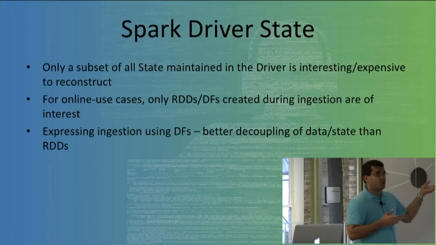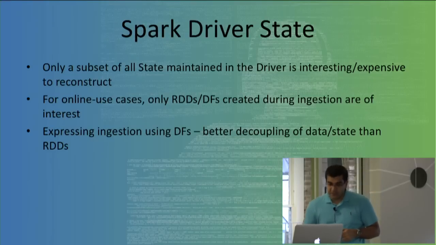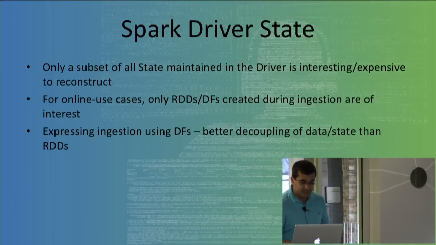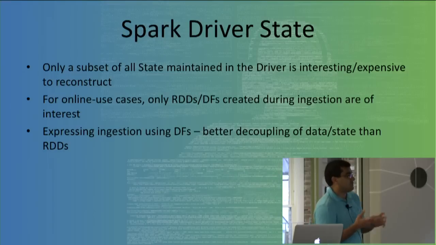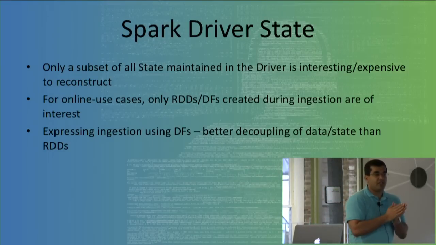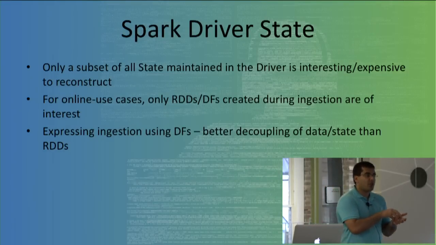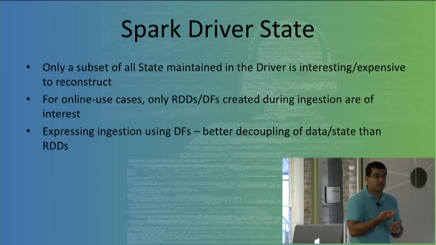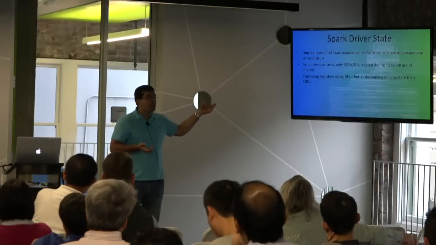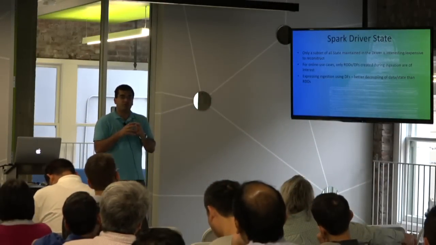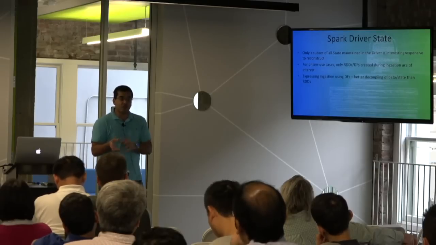Now, when you're doing that, expressing your transforms as data frames gives you a separation, because your transformation is now expressible in the form of a succinct logical plan that can be very easily serialized and moved around, as opposed to transforms that are created by RDDs, which are in the form of bytecode, right? So it becomes very easy to move any data frame based transformation around to multiple machines.